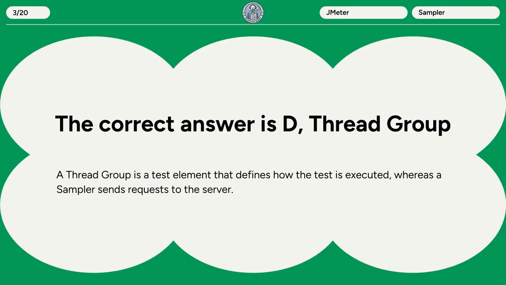The correct answer is D. Thread group. A thread group is a test element that defines how the test is executed, whereas a sampler sends requests to the server.